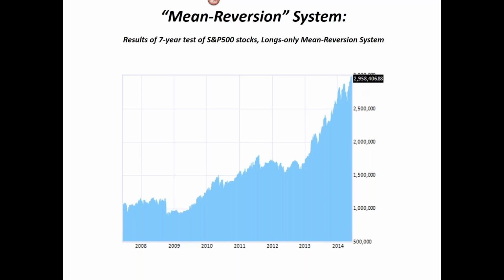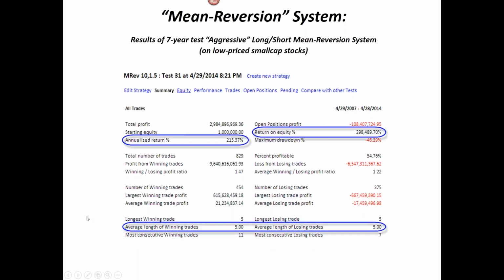Now that's a very nice return, of course, but let me show you what happens when we take the very same longs only mean reversion system and apply it to small cap stocks. Bingo, 213% annualized return per year over 7 years. Your $1 million becomes, what is this number?